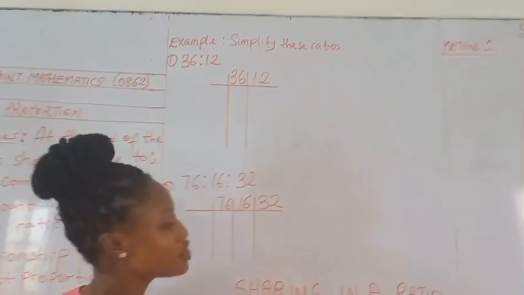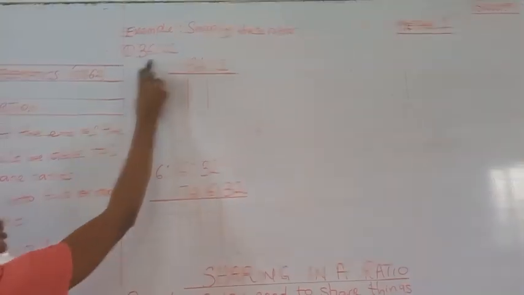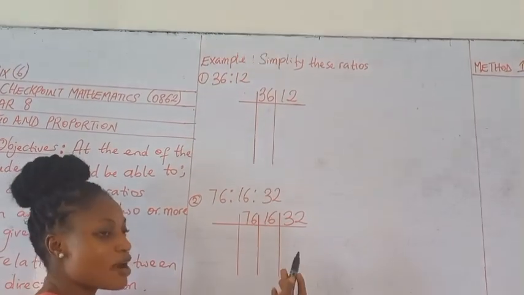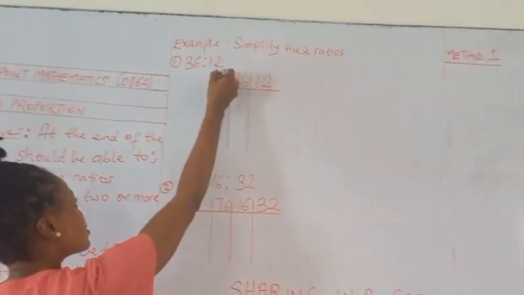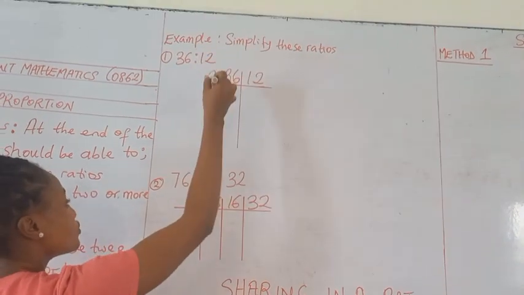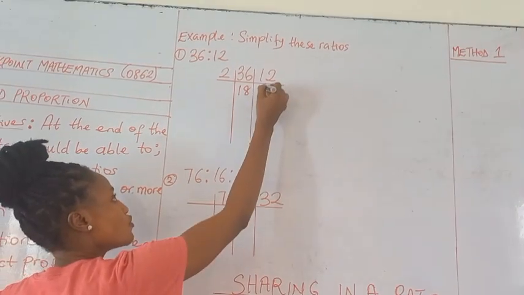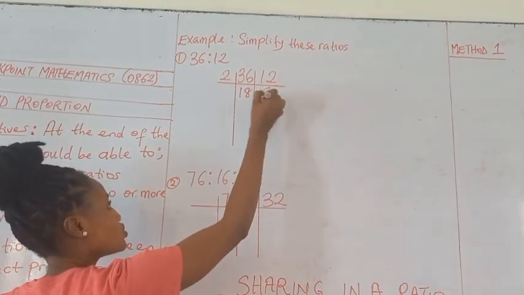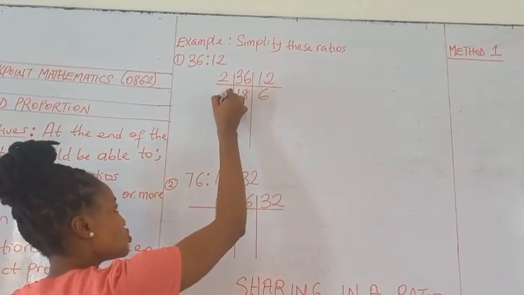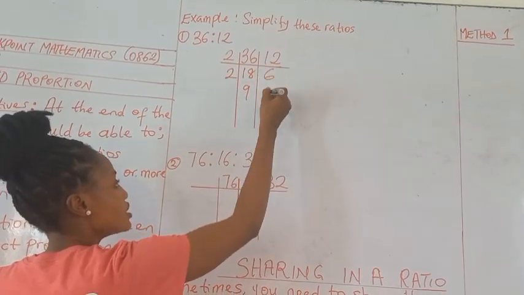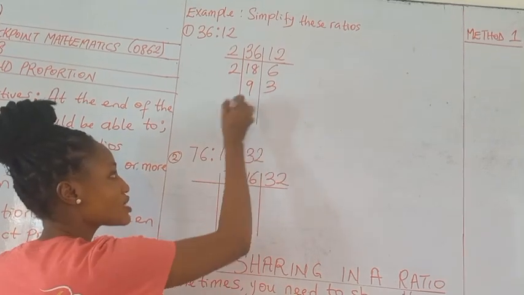Simplify these ratios. 36 ratio 12. You can use the division method which I talked about earlier. What is the common factor? 2. 2 in 36, 18. In 12, 6. Can 2 still go? Yes. 2 in 18, 9. 2 in 6, 3.